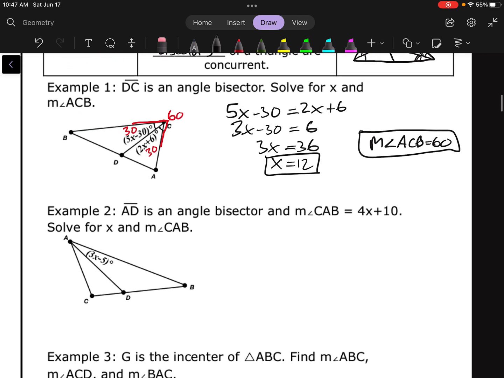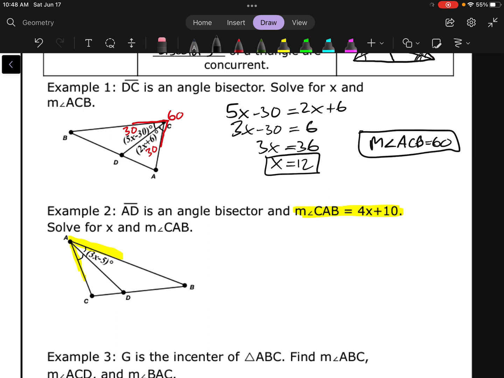All right, let's check out example 2. Example 2 says AD is an angle bisector and CAB is 4x plus 10. Solve for x and the measure of angle CAB. Okay, this is a little bit interesting because CAB is this angle, right? That's that whole angle. Now, if AD is an angle bisector, that means that both of these little angles have to be the same.